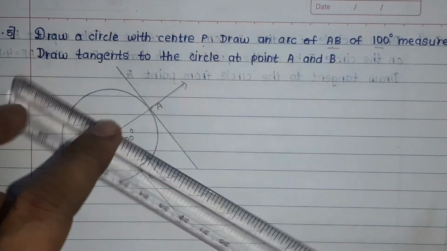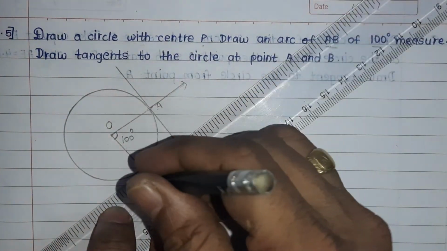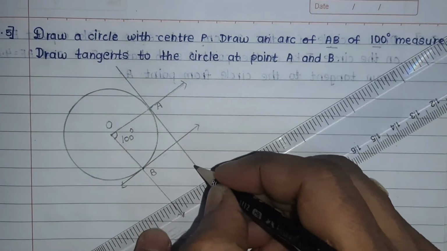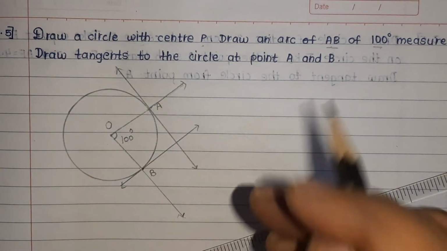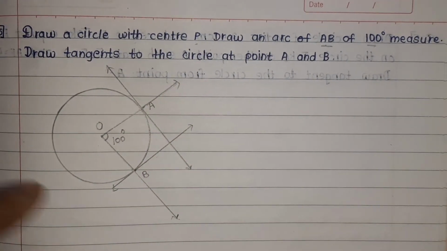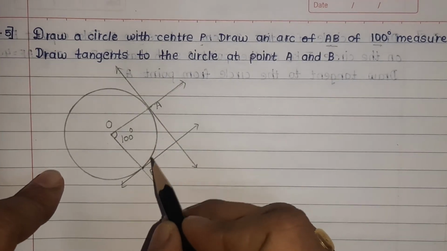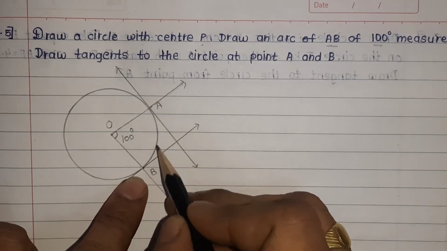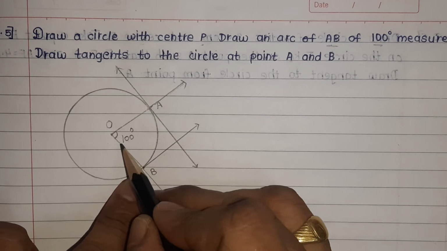This is one tangent, and this is a tangent passing through this. Therefore, dear student, we got two tangents, one passing through A and one passing through B. Dear student, an important concept is how to draw the arc of given measure. Listen here, this is the minor arc, and the measure of the minor arc is equal to the measure of its central angle.